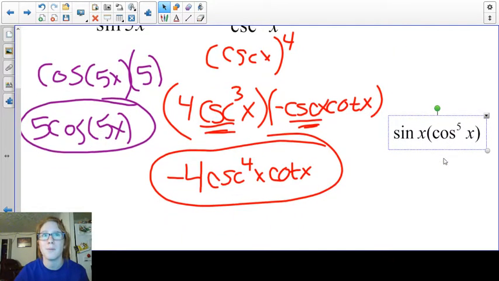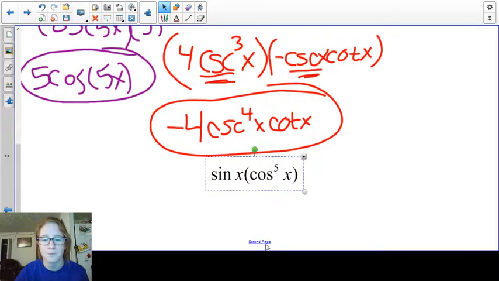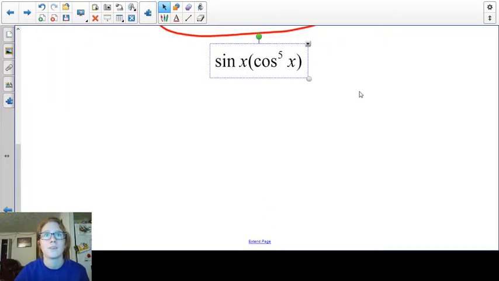I'm going to move this guy down because I don't have a lot of room left. You guys always have the extra side of your page.